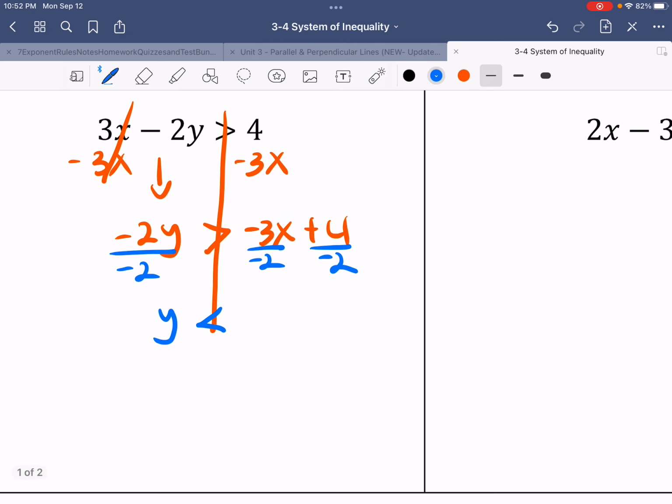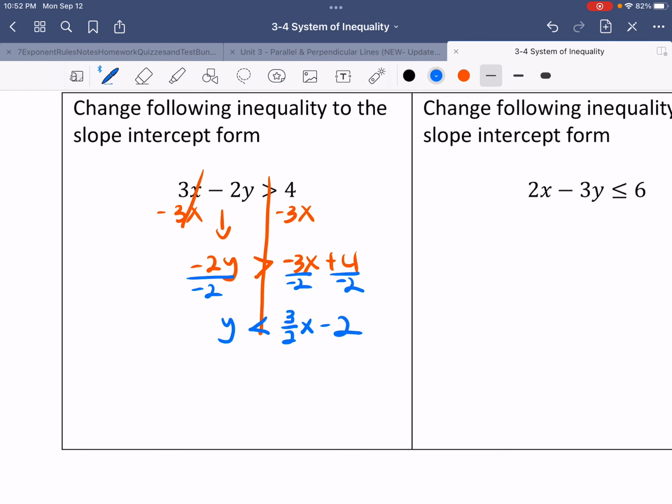Negative divided by negative becomes positive. Remember, when you multiply or divide, the same signs become positive. And here, the top is positive and the bottom is negative. Different signs become negative. Okay, so that's how you do it. Just one thing I want you to know: do you see this inequality symbol flipped? Only because I divided by a negative number.